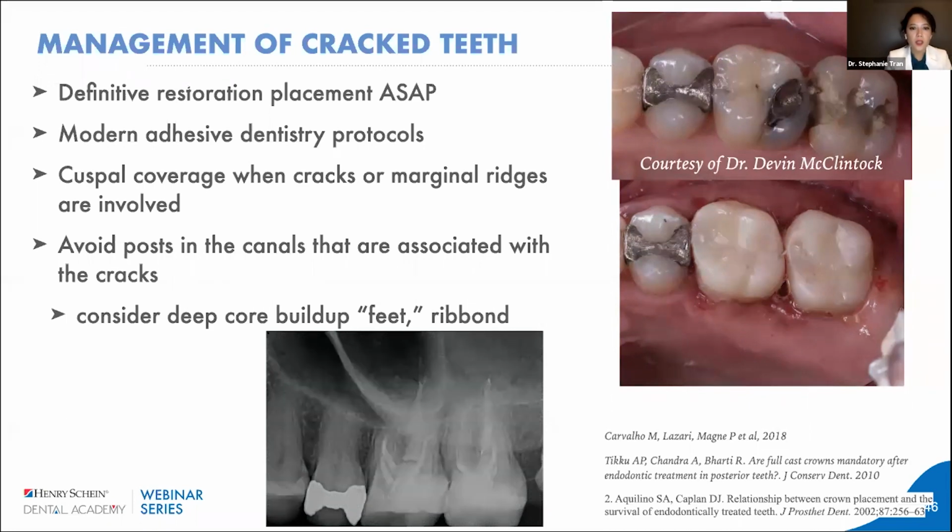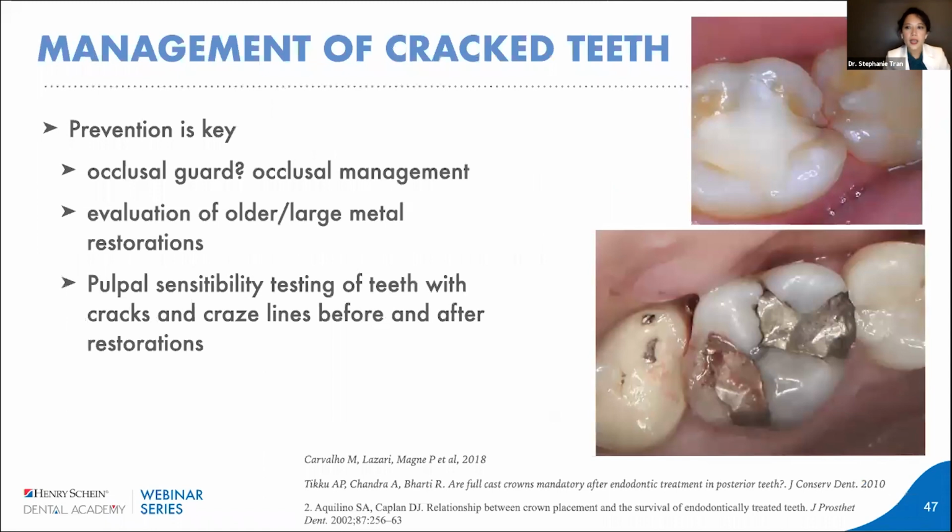Additionally, there may be some considerations, instead of a post, to use core buildup, like removing a little bit of coronal gutta percha and then placing the bonding material in there to help reinforce it instead of placing a post, because the post can flex. Some of the considerations in modern biomimetic dentistry is also to use ribbon or fiber reinforced pieces of ribbon. And then most of all, we know that prevention is key.